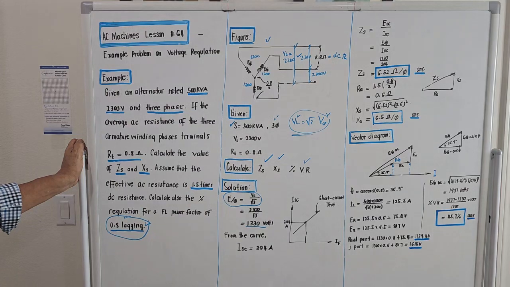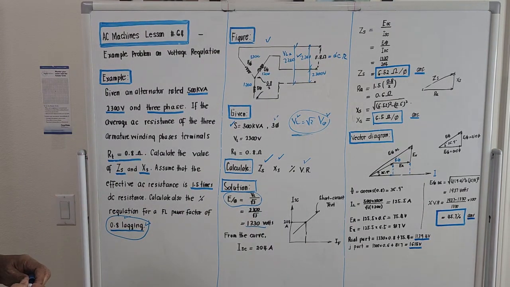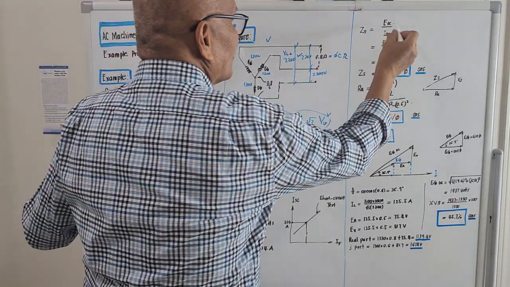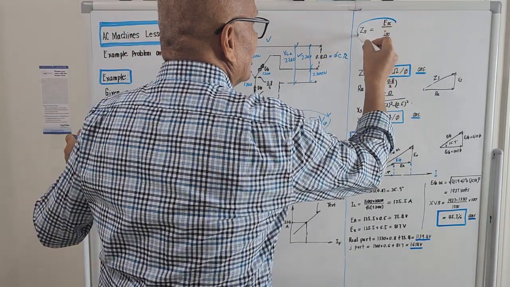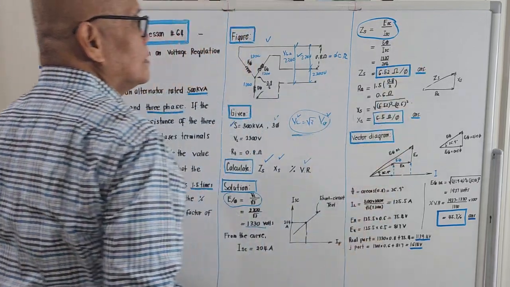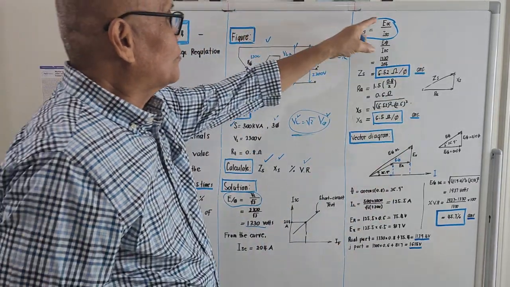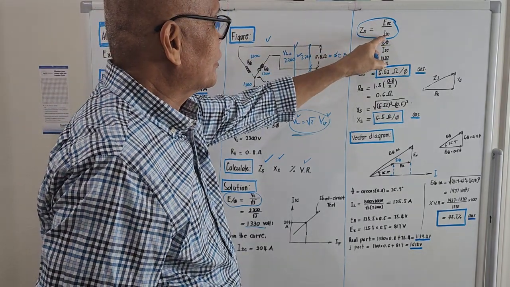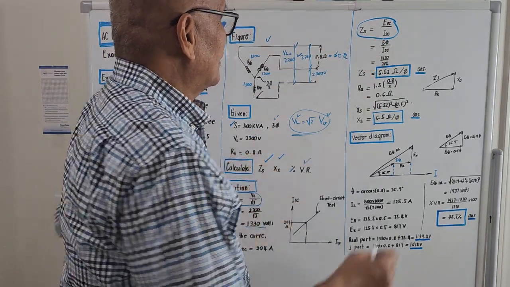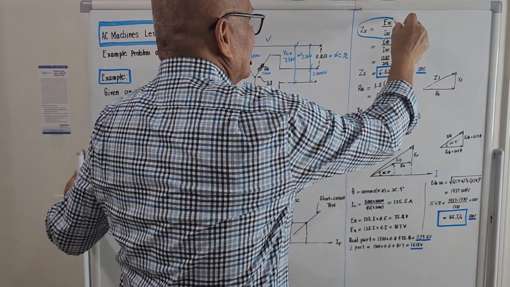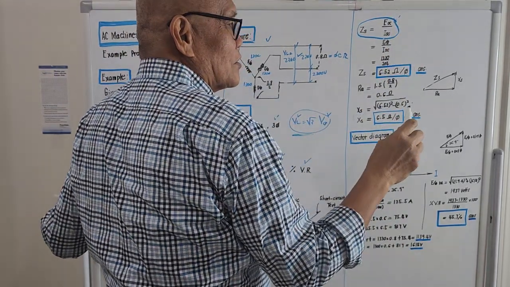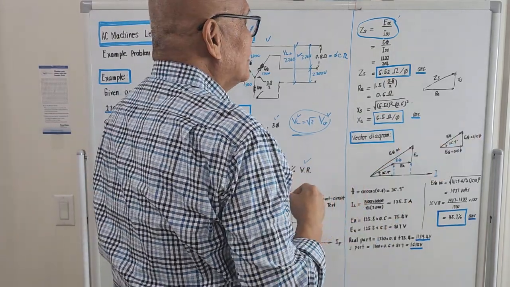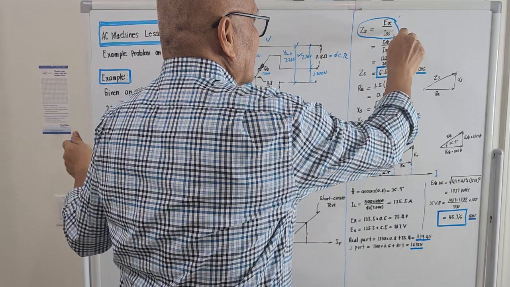Okay, what's next? In the computation of the so-called synchronous impedance, the formula will be this. It will be the open circuit voltage per phase divided by the short circuit current. We know this from the performance of the open circuit test for an alternator. And how about the short circuit current?